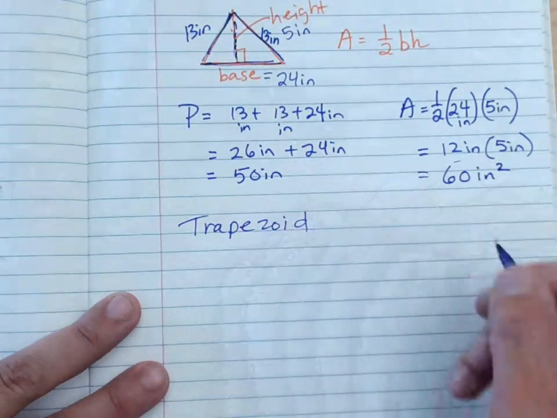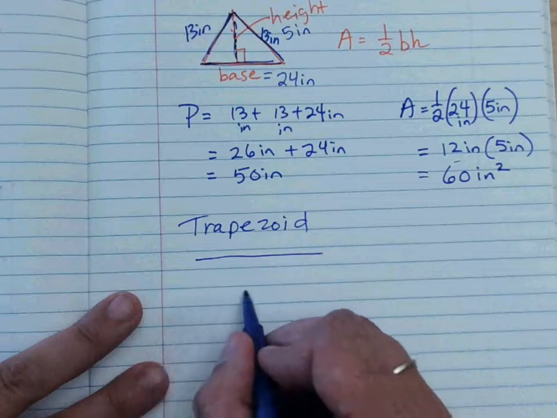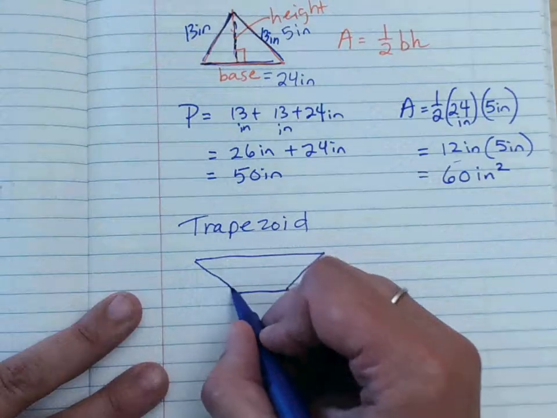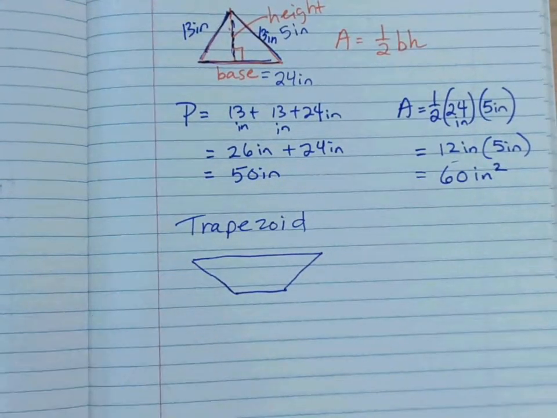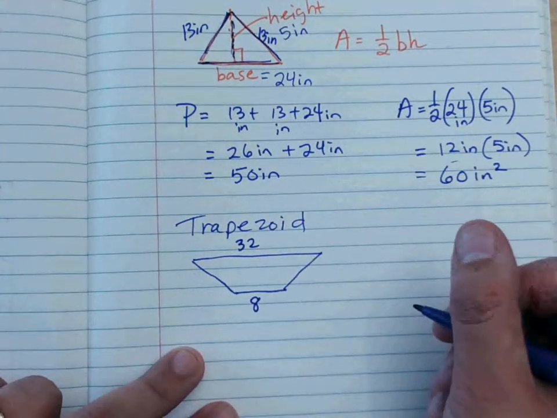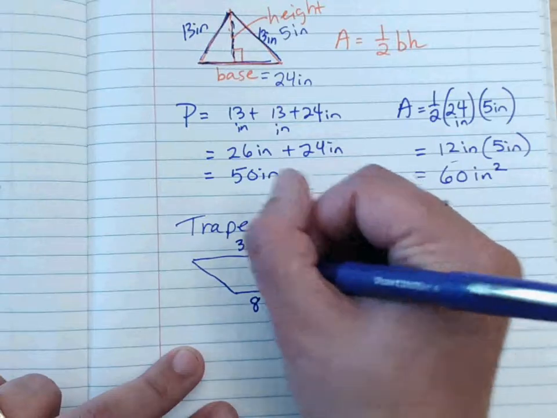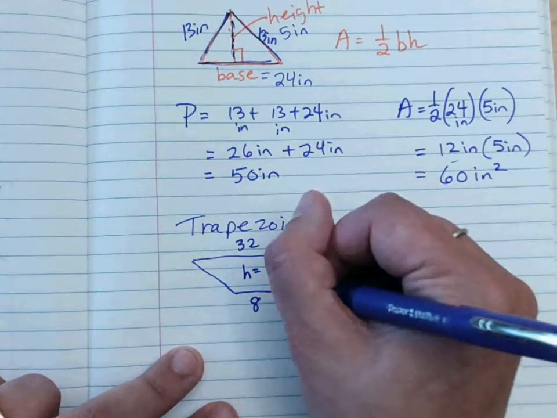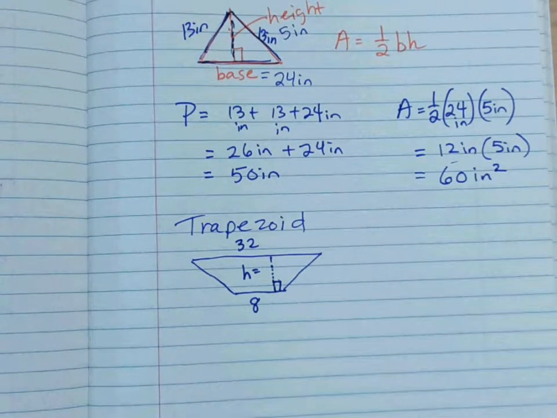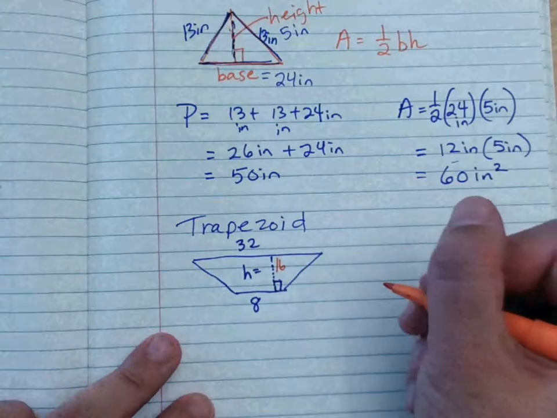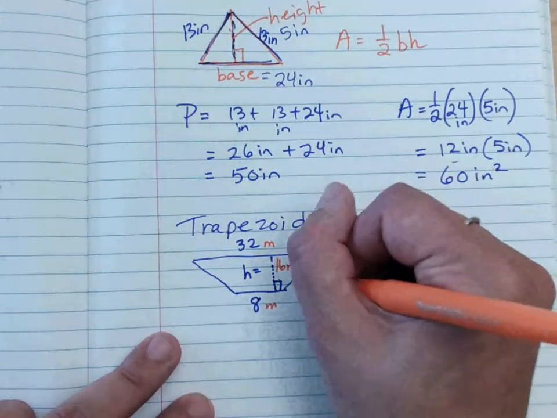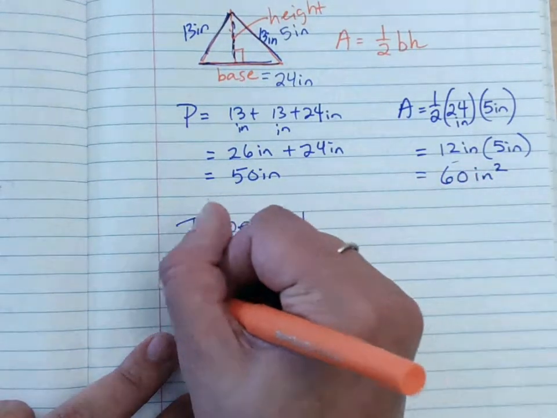Trapezoid, okay? A trapezoid can have two parallel sides, but notice that they're not the same length. So here, if this is 32 and this is 8, I also have to have my height. My height is at a 90-degree angle, because notice there's no 90-degree angles in the trapezoid. The height here is going to be 16, and I'm forgetting my units. So these are all meters, meters, meters. And then over here, 20 meters, and over here, 20 meters.